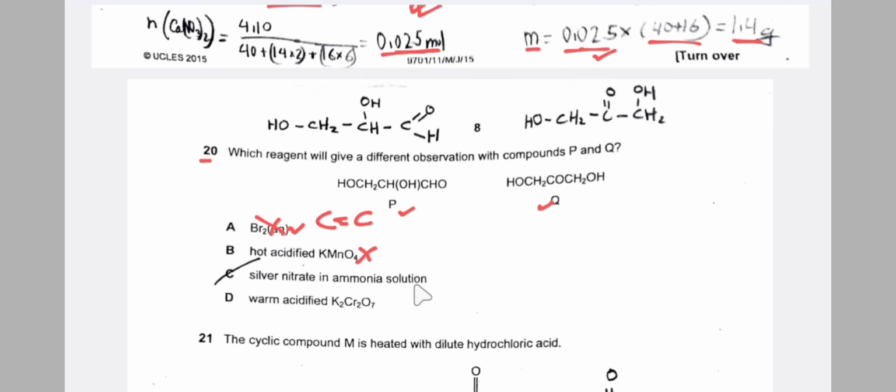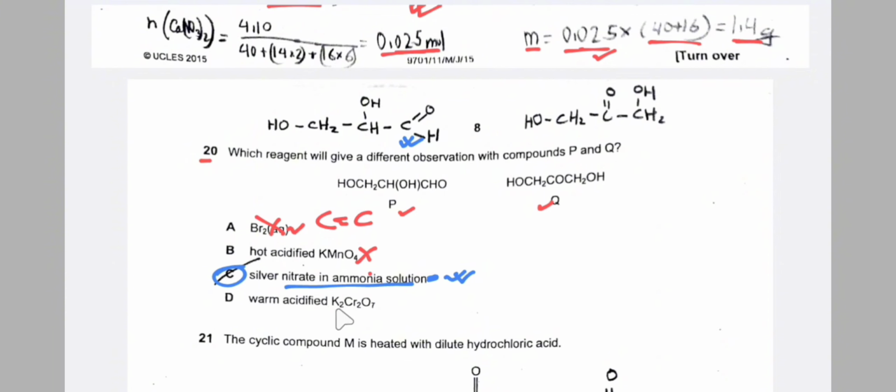Then silver nitrate in aqueous ammonia. You have to remember that silver nitrate in aqueous ammonia is Tollens' reagent. This is an important point. Tollens' reagent is used for the identification of an aldehyde. Aldehyde is present in one compound, but no aldehyde is present in the other, so it can be used to differentiate them, and Tollens' reagent produces a silver mirror in the presence of an aldehyde. So yes, it can be used to differentiate between these two compounds.